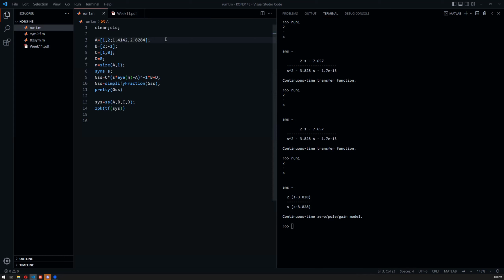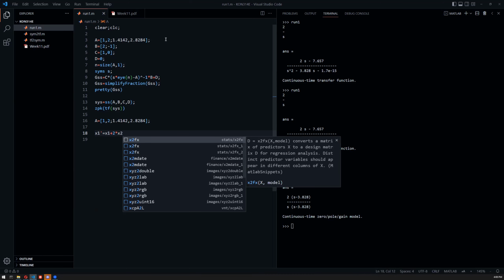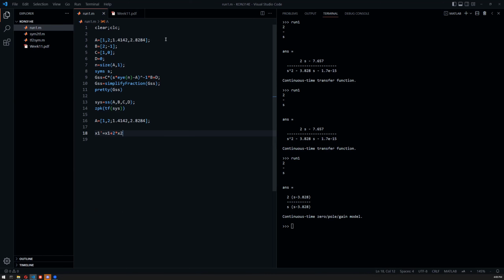So in order to demonstrate that, let me just take these coefficients and write it down. So x1 derivative is going to be x1 plus 2 times x2, and then we have plus 2u, I guess. Plus 2 times u. Was it 2? Yeah, there we go. So this is the first equation. The second equation is basically 1.4142 times x1, and then 2 times 1.4142 times x2 minus u. So you can sort of see that there is a scalar here.